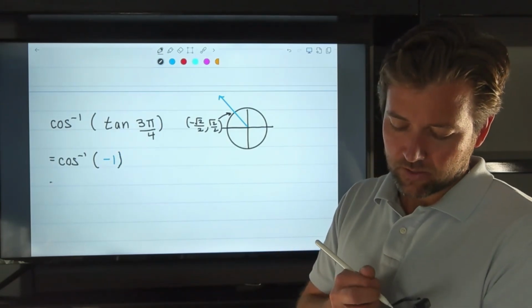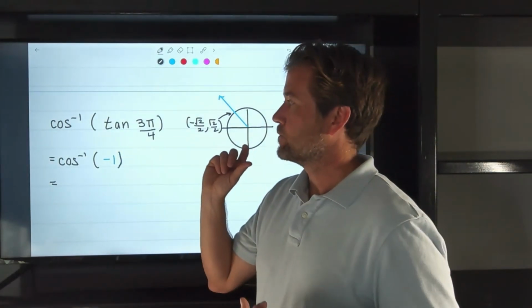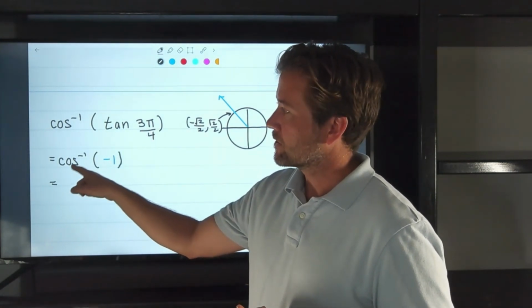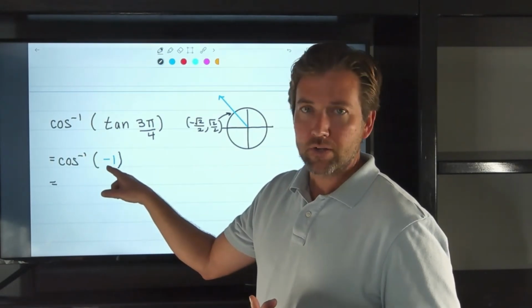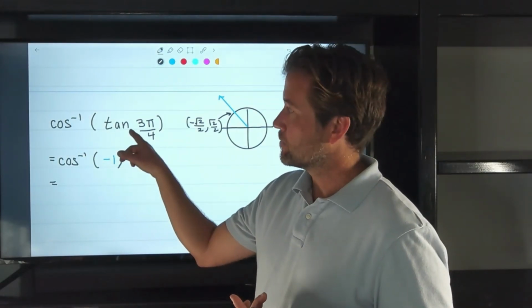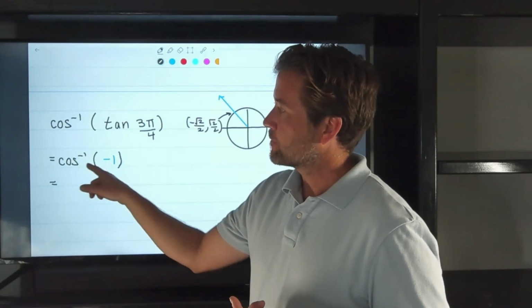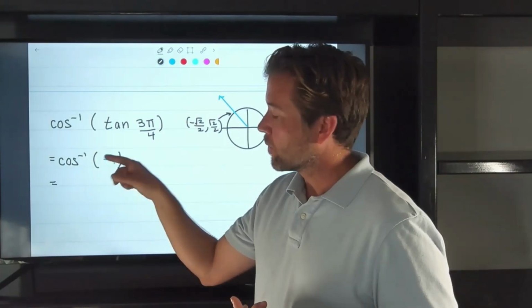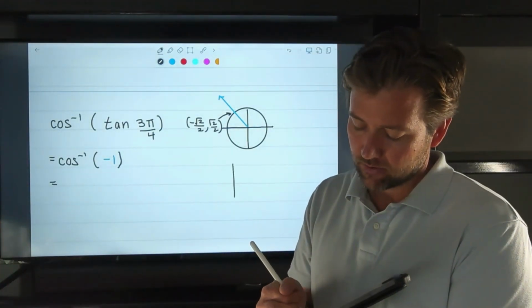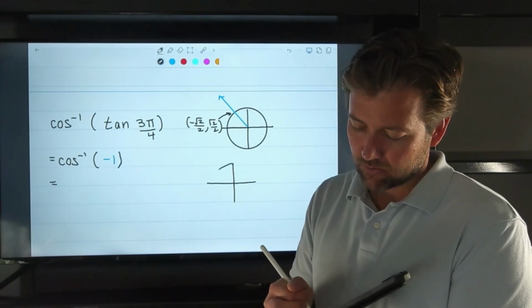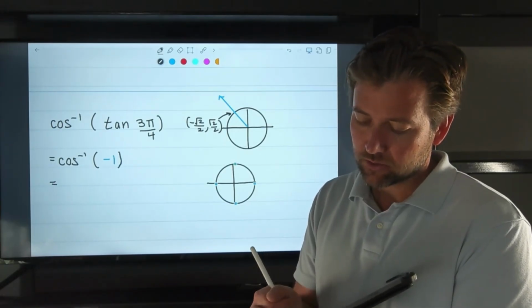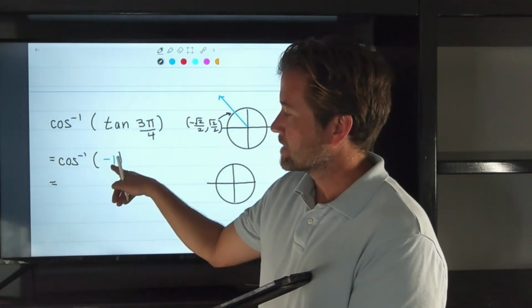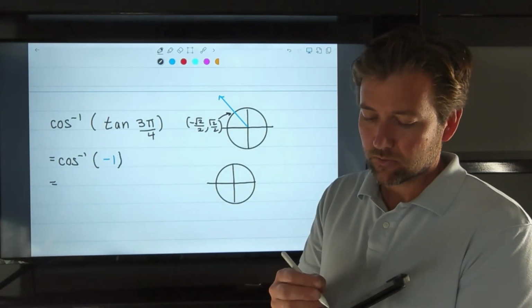Now I'm changing my mindset from tangent and slopes, because now this says arc cosine. So now this -1 doesn't represent a slope anymore. It did a moment ago, but now in this context, we have to figure out what is the angle, because arc cosine outputs angles, that has an x coordinate of -1. So we're kind of switching gears here. We saw tangent, we're thinking slope. Now we see arc cosine, we're thinking this -1 is an x coordinate on the unit circle.